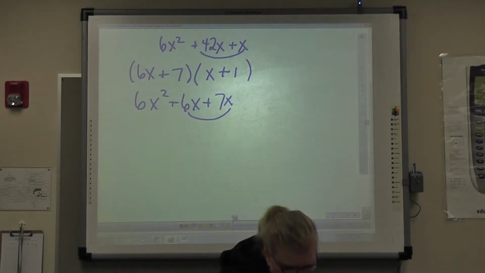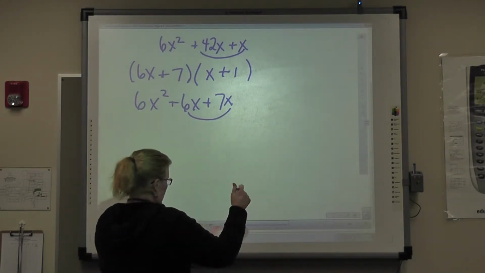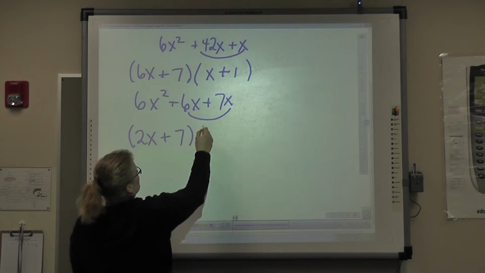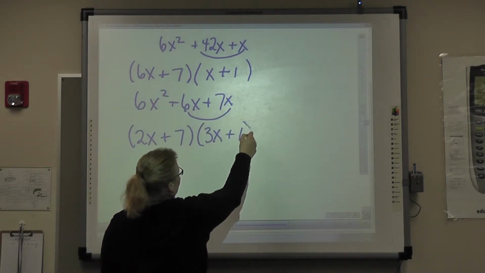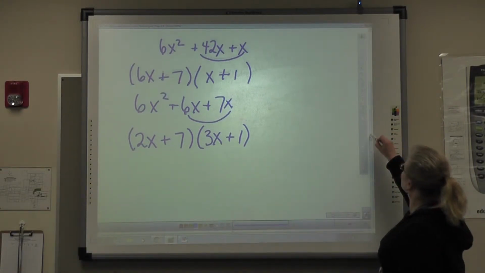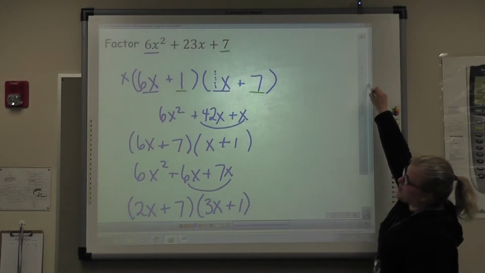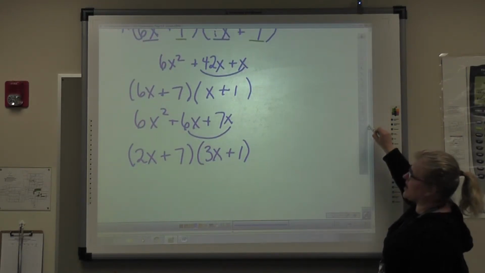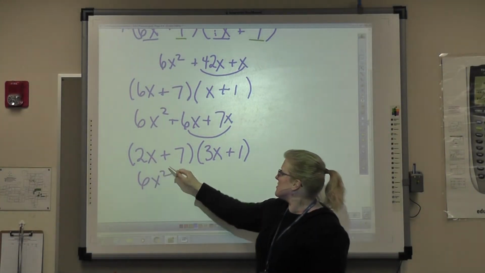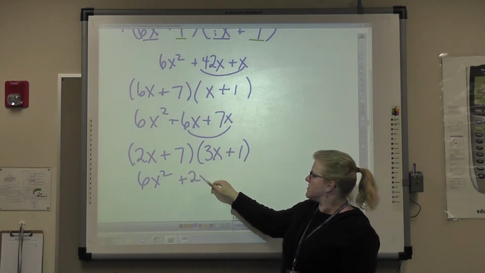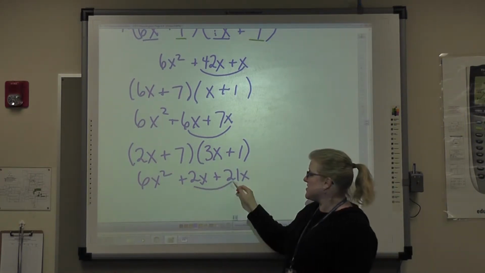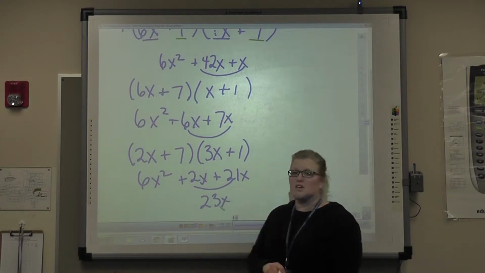We're going to try 2x plus 7 times 3x plus 1. Okay? Going back up, boy, they just don't give you a whole lot of room. Remember, it's 6x squared plus 23x plus 7. So this time I'm going to try this. Okay, I FOIL: 6x squared plus 2x plus 21x, and again, I could stop right there. This is 23x, and that's what I'm looking for.